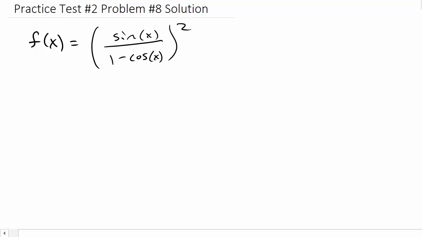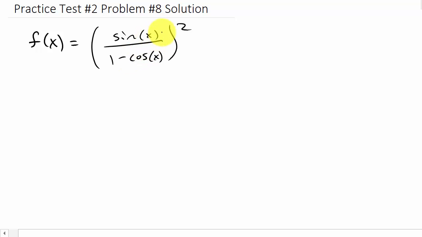Alright, so here we've got practice test number 2 for derivatives, and this will be the solution to problem number 8. Here we have f of x is sine x over 1 minus cosine x, all of that squared.